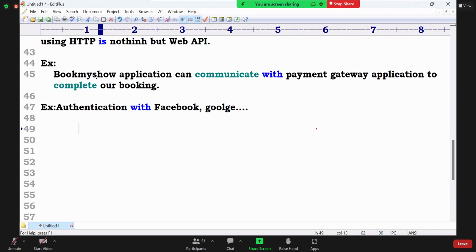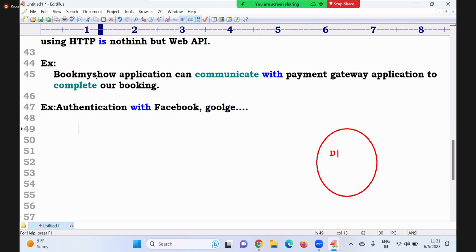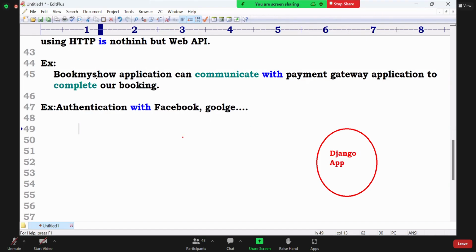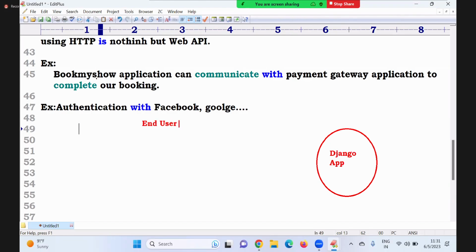So you have developed and completed the Hyderabad Jobs.com Django application. Up to now, your application can be used by the end user only, because you have given urls.py. By using urls.py, he will give a request and he will get the response. These things you completed already.